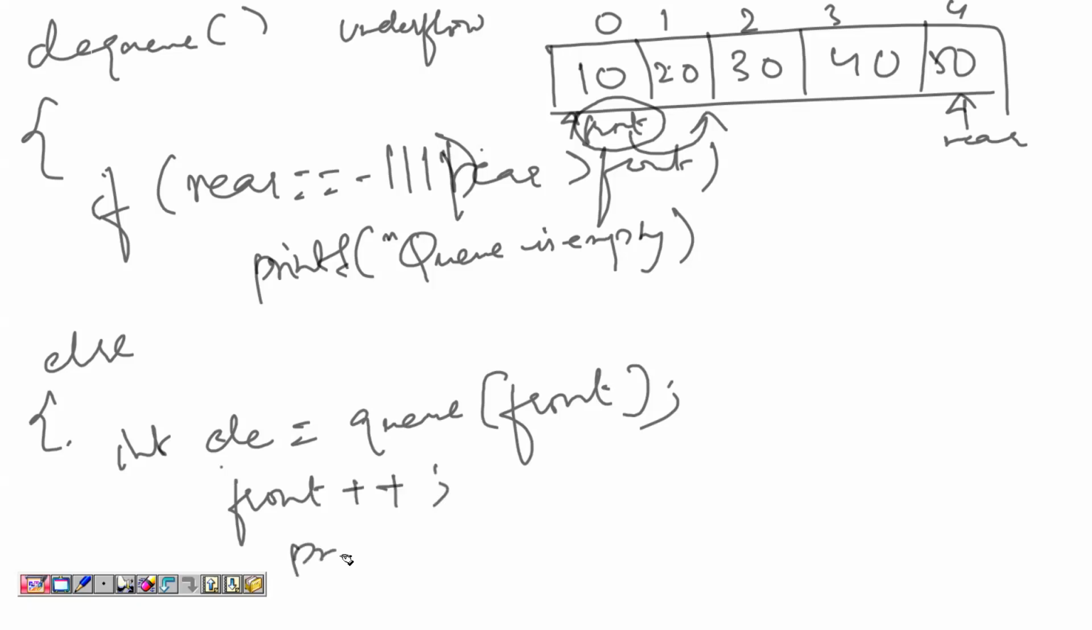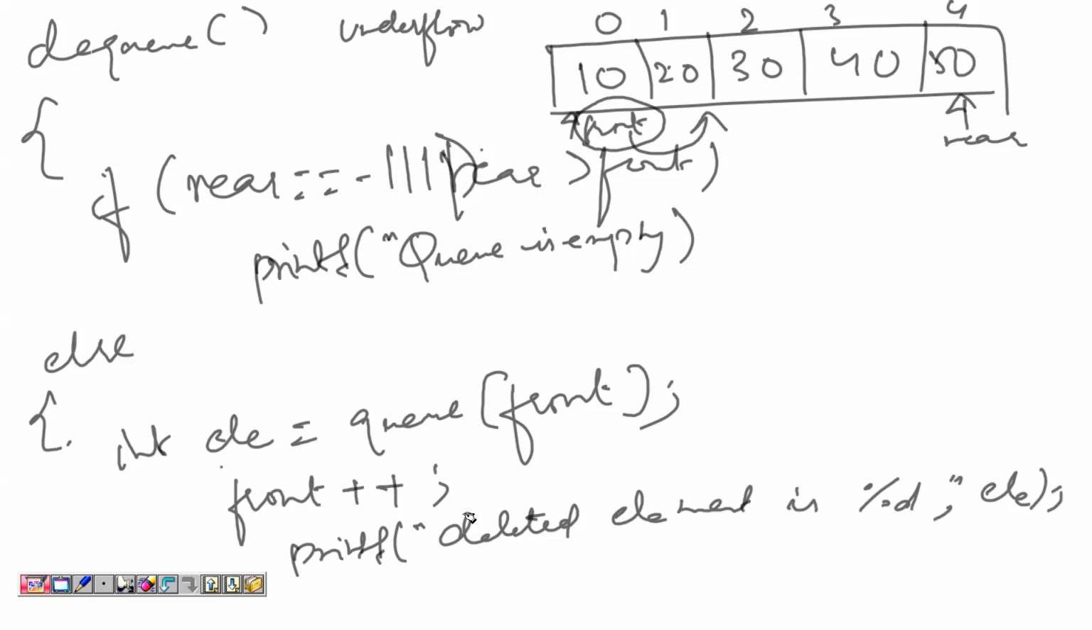Then I'll give the message to the user saying that deleted element is %d, ELE. That's it. And rear will be the same. There is no change in the rear position. Only front will be incremented. This is what you have to remember. In this way, you can do the DQ operation. Okay. Now let's see how we can call the display method.